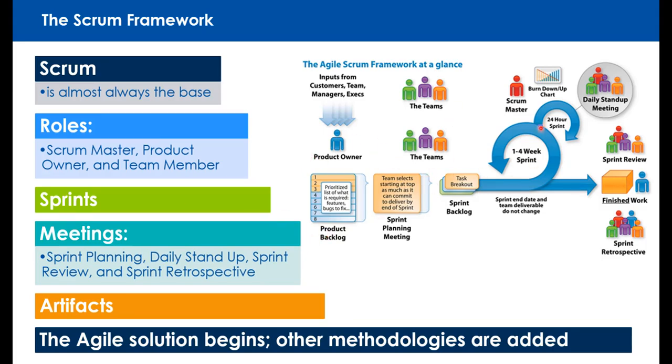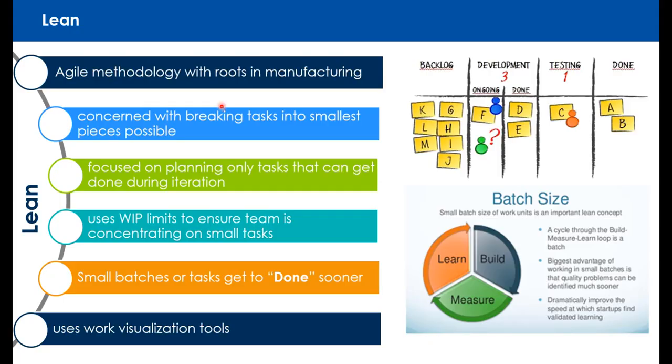And when we have this built up, this is where we can begin to take advantage of the specialty principles and practices of other Agile methodologies. Lean is another Agile methodology that we can add to our Scrum solution. Lean had its roots in manufacturing, so it's been around a long time.